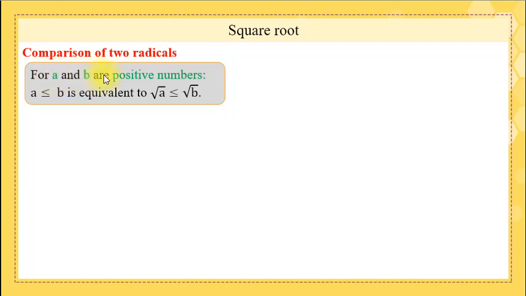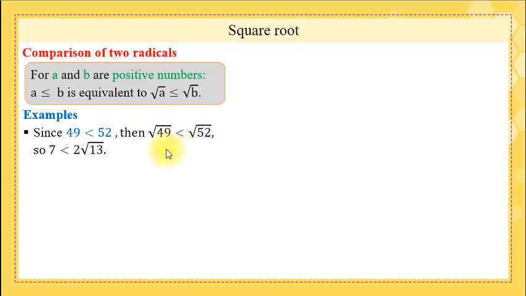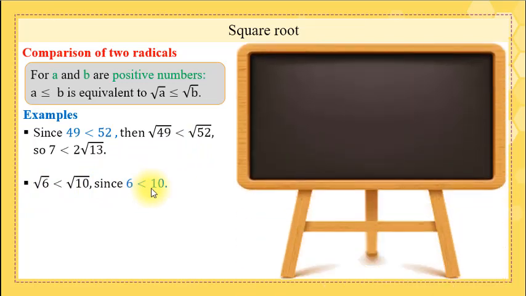We have a and b, two positive numbers, and a is less than or equal to b. This means that radical a is less than or equal to radical b. Examples: since we have 49 less than 52, then radical 49 is less than radical 52. Therefore, 7 is less than 2 radical 13, after we simplify radical 52. If we have radical 6 less than radical 10, then we get 6 less than 10.